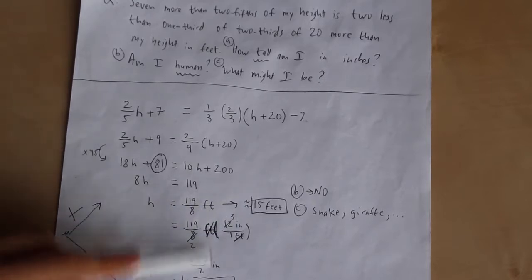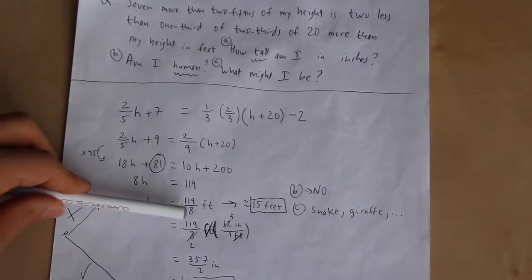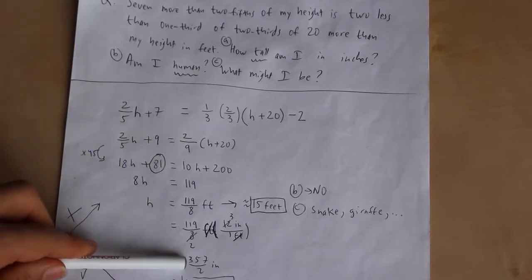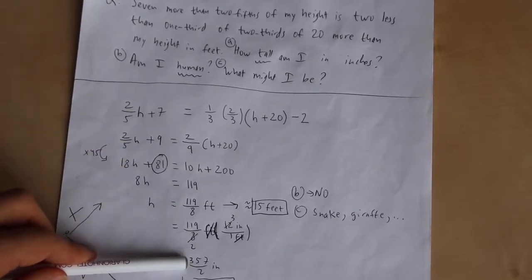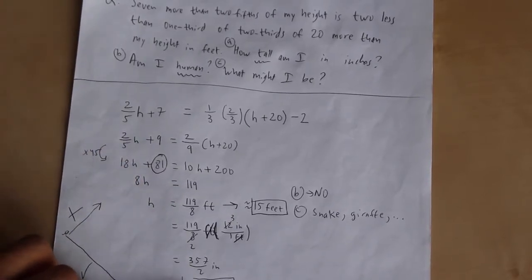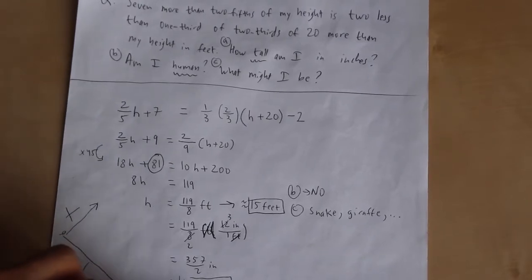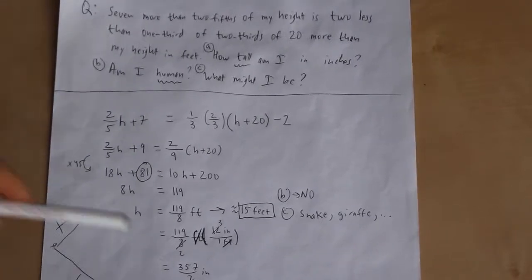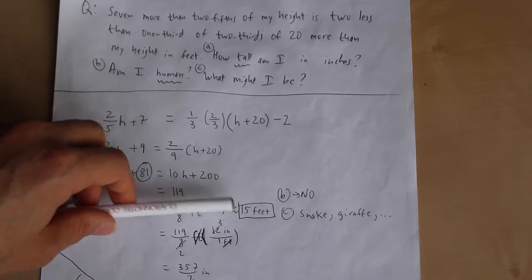That's why the answer is in inches. So now we just do 119 times 3, that's 357 over 2. So that's how I got this number, which is 178.5 inches. So that's the answer to part A, the incorrect answer, I should say. But now let's go back to parts B and C.